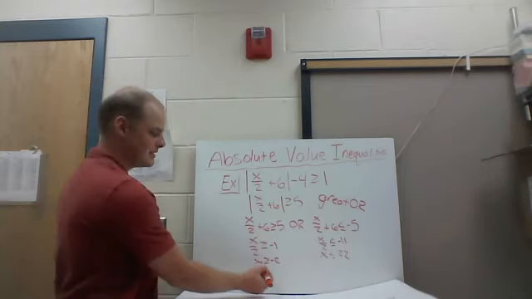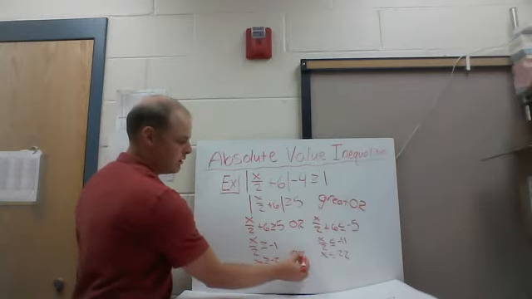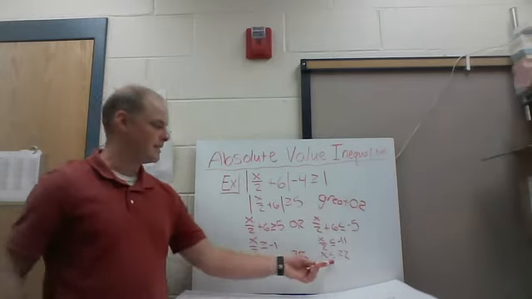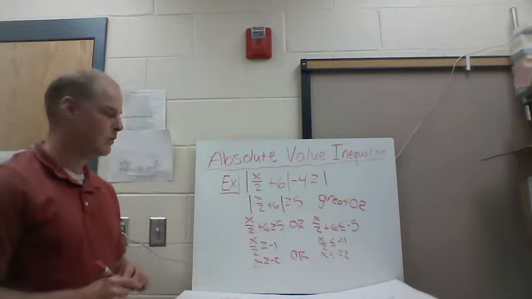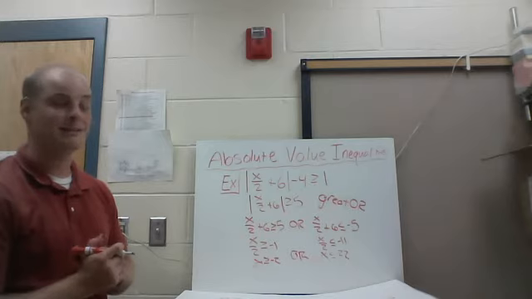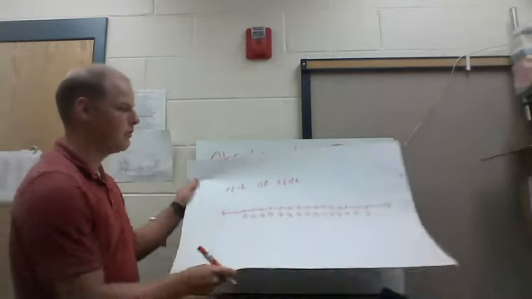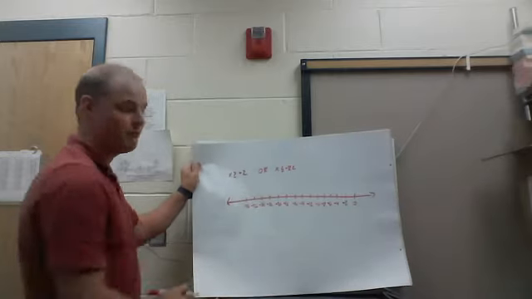Okay, so this says x is greater than or equal to negative 2, or x is less than or equal to negative 22. Okay, so you would think you'd be finished. You have to actually do one extra step, and that's to graph it. And since this is about my 7th time making this video, I already have the graph made out for you.